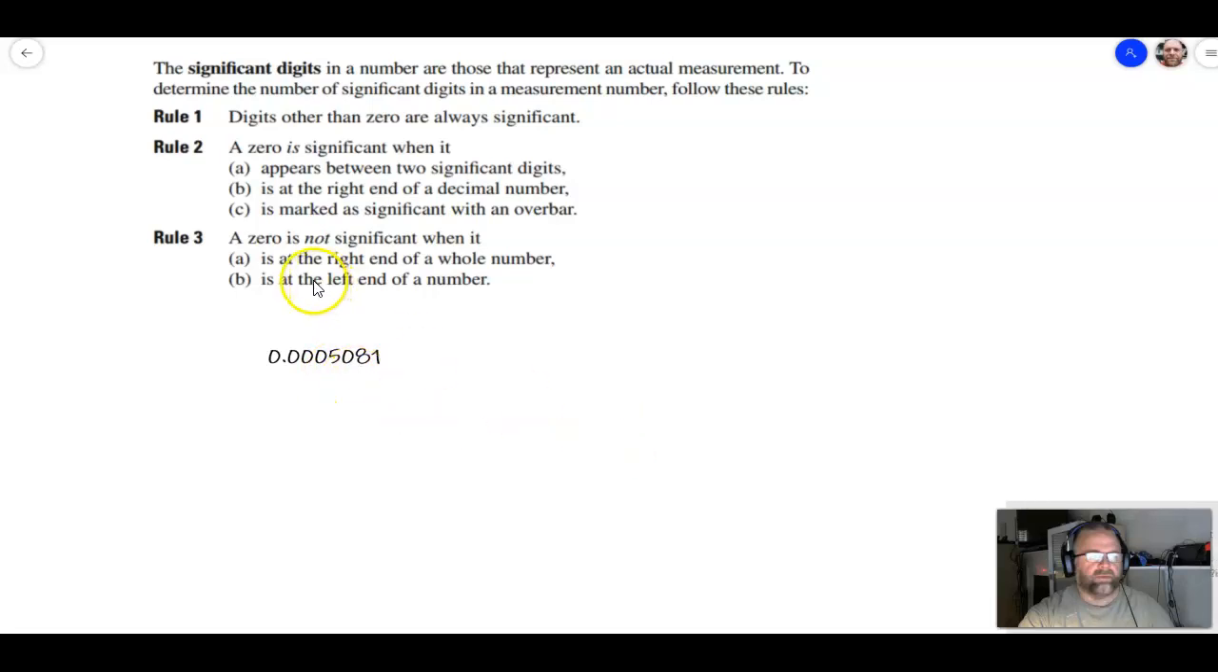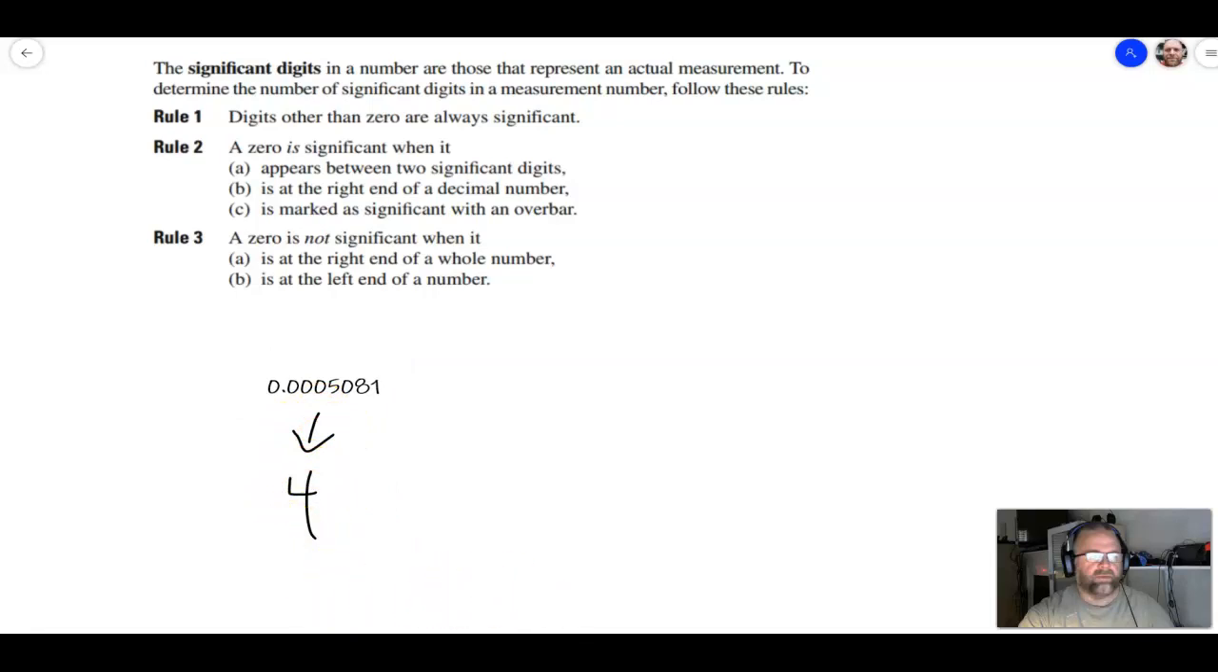And if I look over here, a 0 is not significant when it is at the left end of a number. So all 4 of these zeros here are not significant. So my answer is 4. That's it.